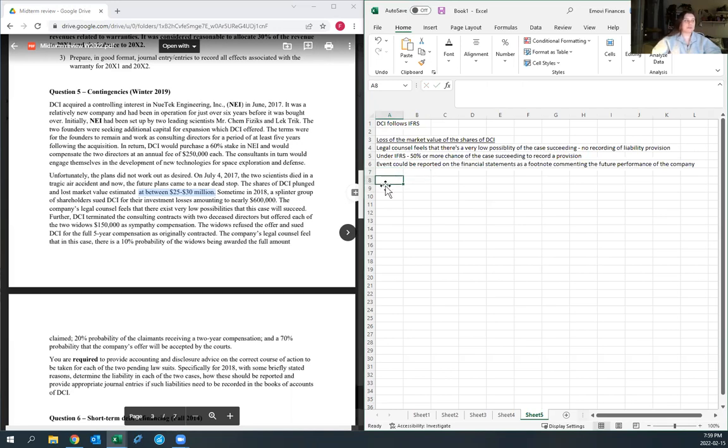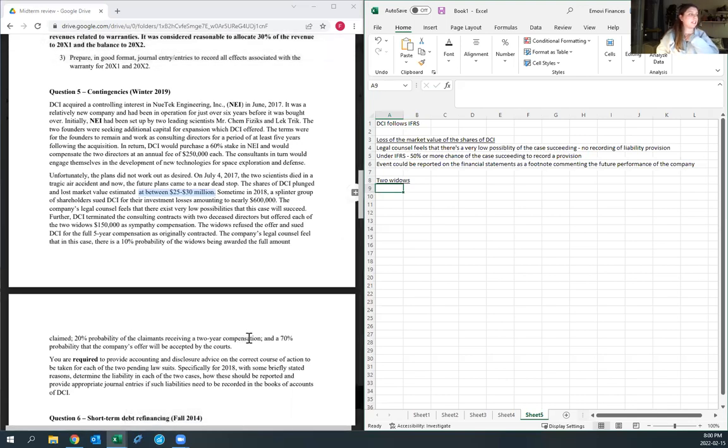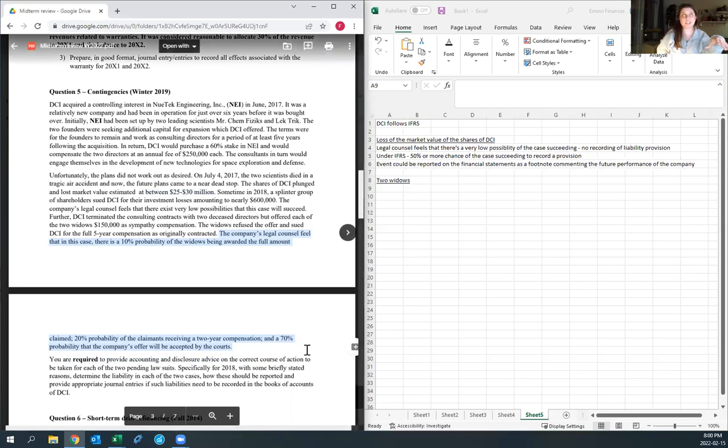For the second lawsuit, for the two widows, the canceled contract didn't have any legal obligations to start with, so that's out of the question. DCI did make an offer to the two widows, right, of 150,000 each. But the widows are suing. The legal counsel think that there's a 10% probability of the widows being awarded the full amount, 20% probability of receiving a 2-year compensation, and 70% of the company's offer. So in all cases, there's a 100% chance of DCI paying money in regards to this lawsuit.